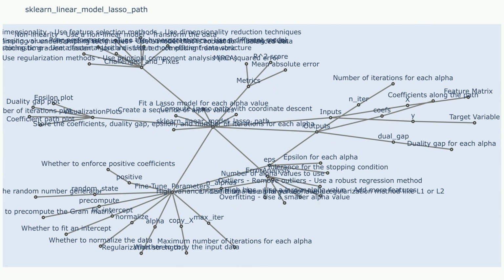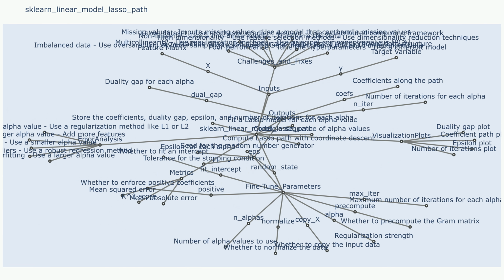Use a more efficient algorithm. Explore using more efficient algorithms like the coordinate descent algorithm. Challenge 2: choosing the optimal regularization parameter alpha is crucial for model performance.